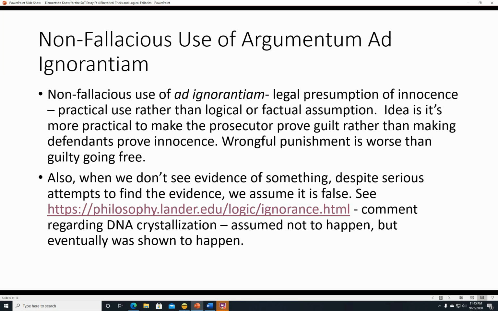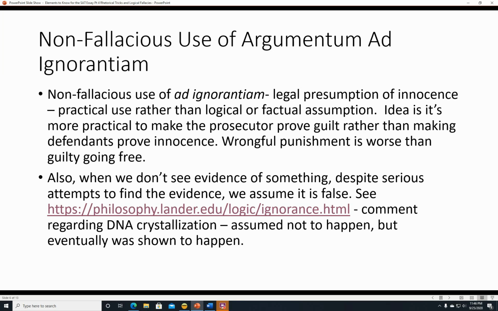That's not really a logical assumption or a factual assumption. Certainly somebody who was arrested and actually arraigned, indicted, brought to trial, probably has plenty of evidence against him or her. But the idea is it's more practical to make the prosecutor prove guilt rather than make defendants prove innocence. Because the prosecutor does this all day long, goes through the trial system, whereas the defendant, hopefully, this is the first time they've ever been in this much trouble. They're not familiar with how the court system works.